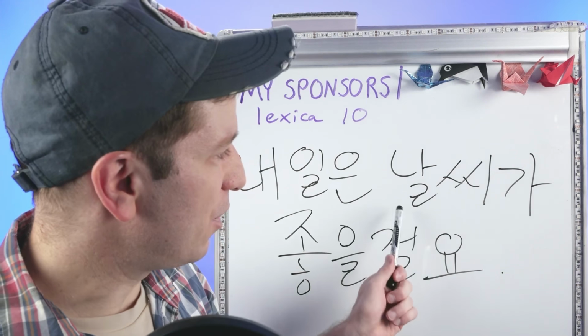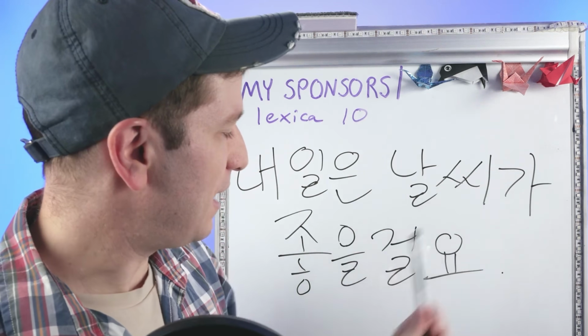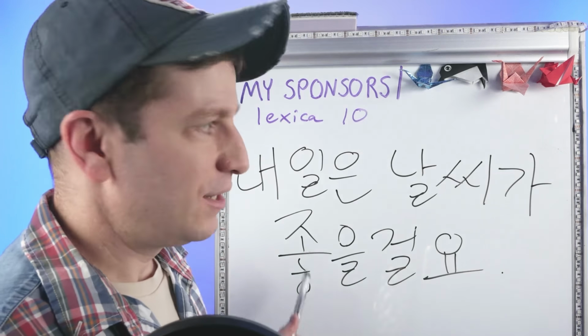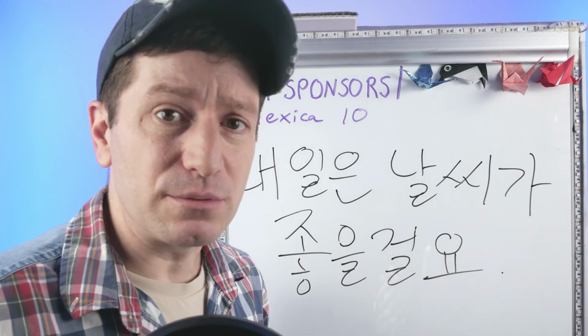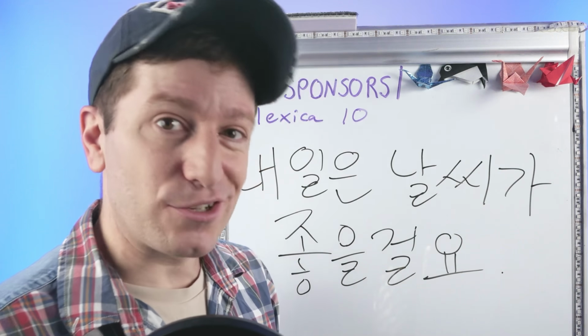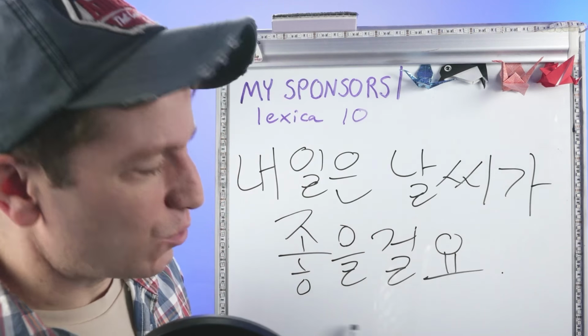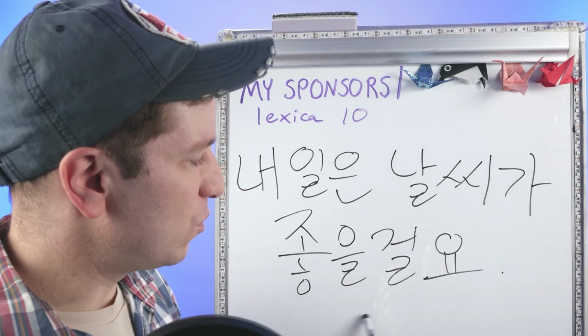내일은, so tomorrow, 날씨, the weather, 날씨가 좋다, to be good. So 좋을걸요? Tomorrow should be probably good weather. It should probably be good weather tomorrow. 내일은 날씨가 좋을걸요?